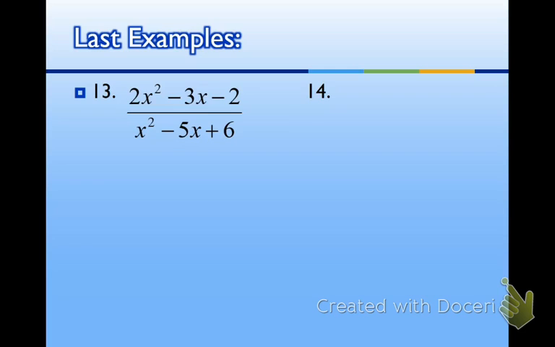What's different about 13? We got 2 in front of the x squared, which means we can't just use the x method. We got to use bottoms up, or we'll talk about bubbles, if anybody remembers using the bubbles method.